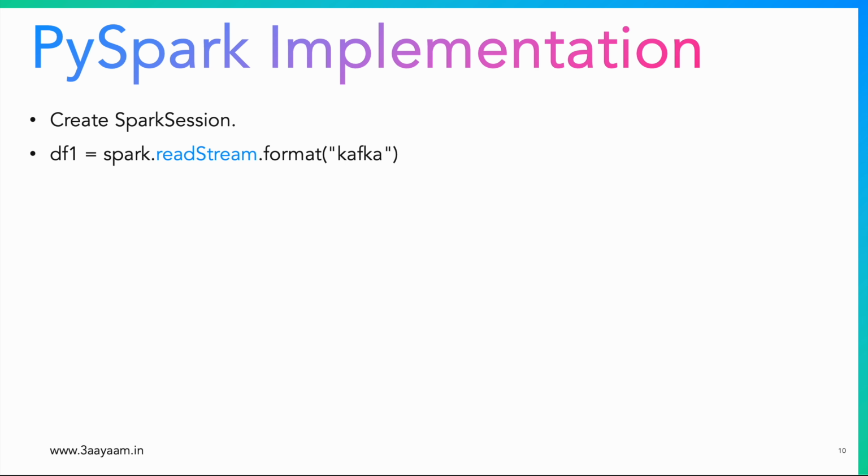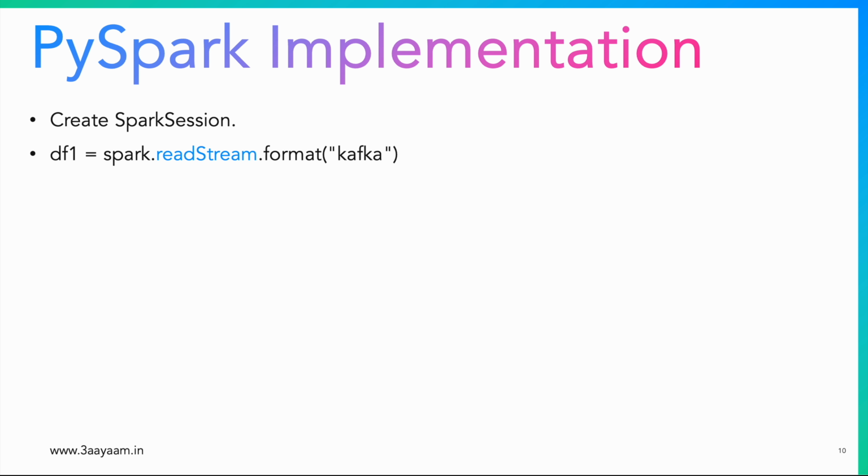Now, how do we implement this in PySpark? It is not too different than that of the batch processing. First of all, we'll have to create the Spark session. Then we'll have to create a data frame using read stream rather than the read API. So the API has changed here. Instead of read API, we are using read stream API.